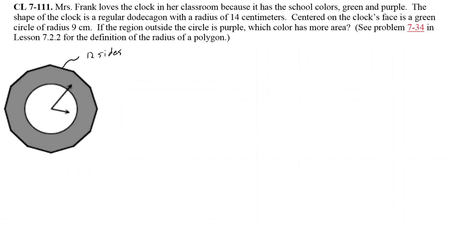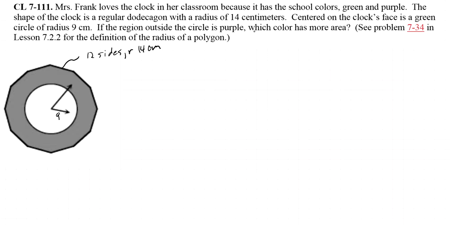With a radius of 14 centimeters. Okay, so it has a radius of 14 centimeters. Centered in the clock's face is a green circle with a radius of 9, so this radius here is 9. If the region outside the circle is purple, which color has more area?